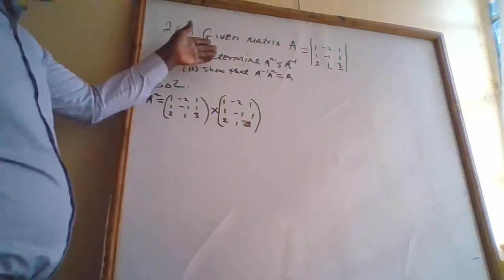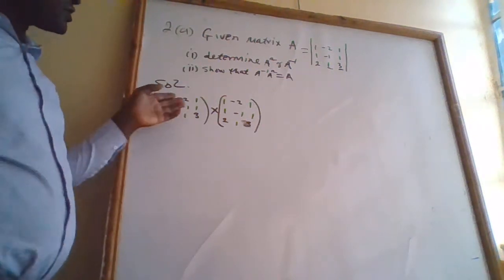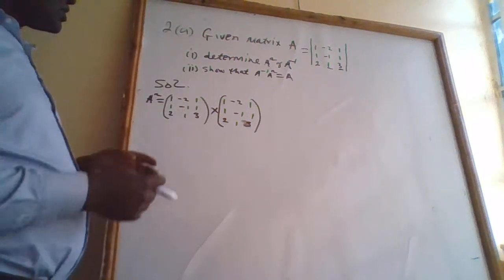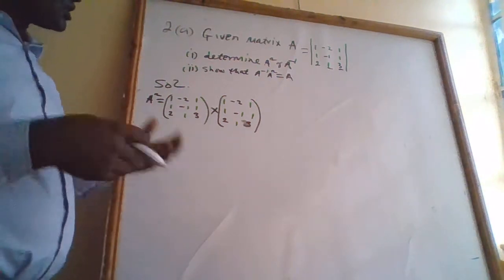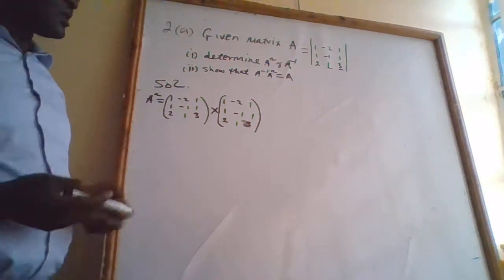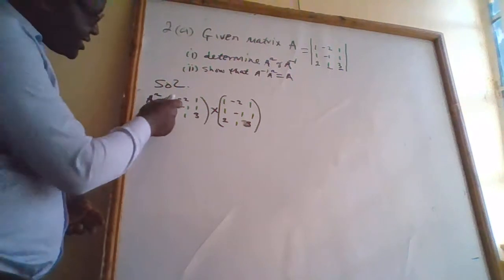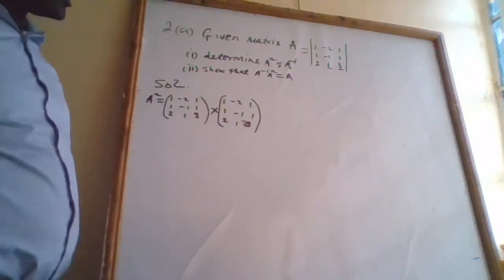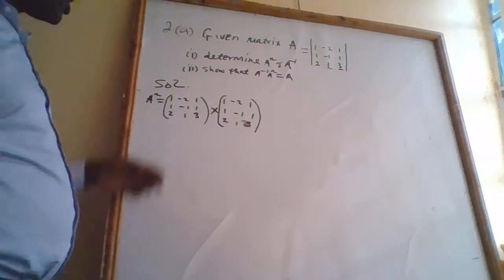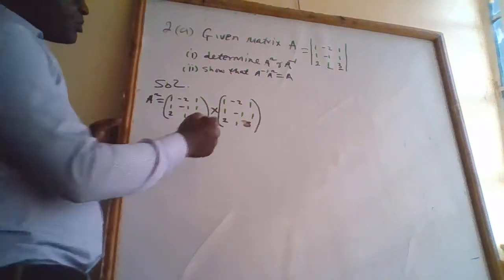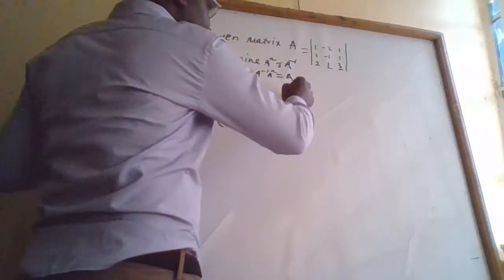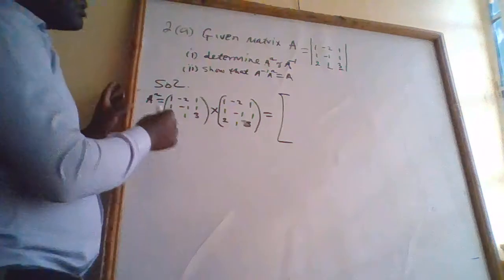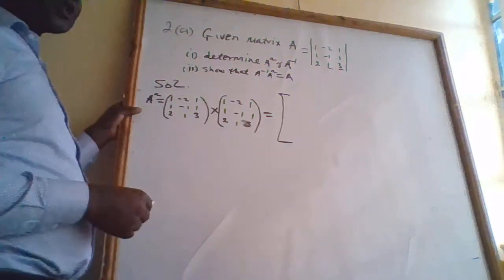So when you're given a matrix to square, you don't square the elements, but you simply multiply the matrix by itself. But when you square each element, then you will not get the correct results. So we have this, so we need to multiply this. This equals to, so we normally multiply row and column.